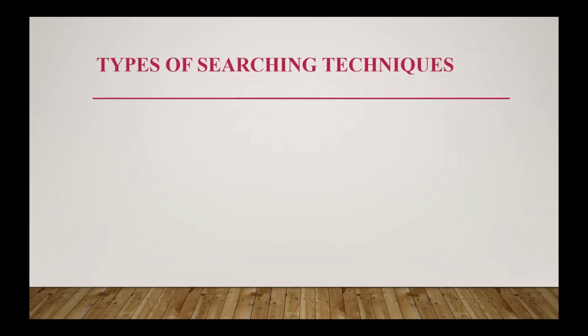So there are basically two types of searching techniques available in data structures. The first one is linear search or sequential search. The second category we call binary search.